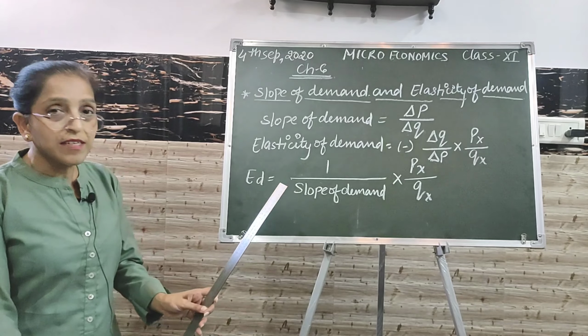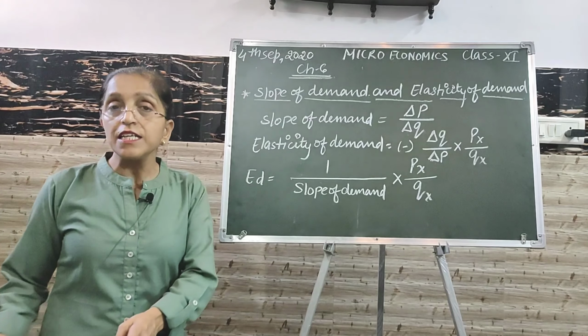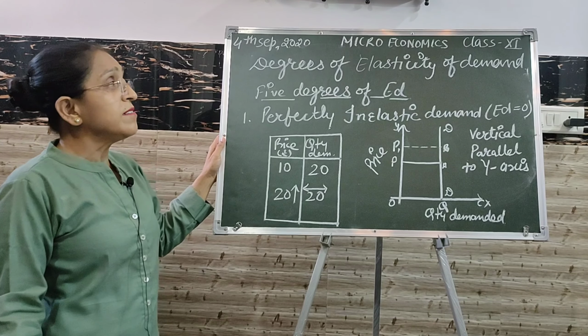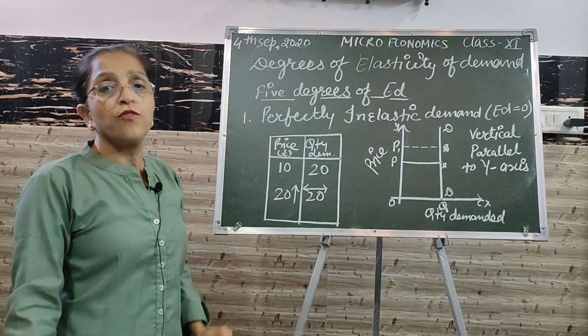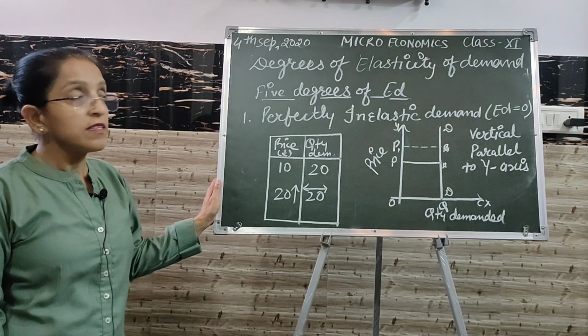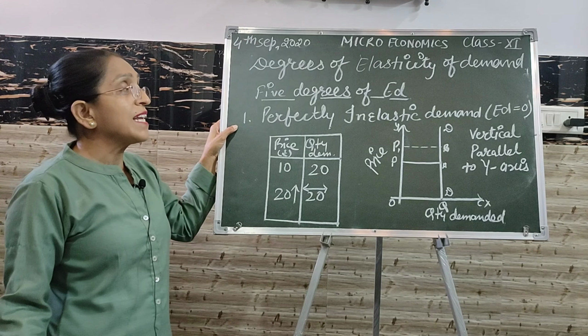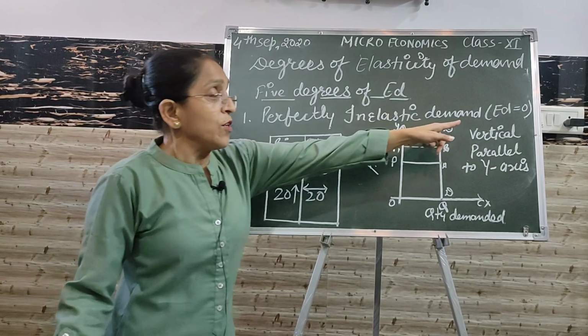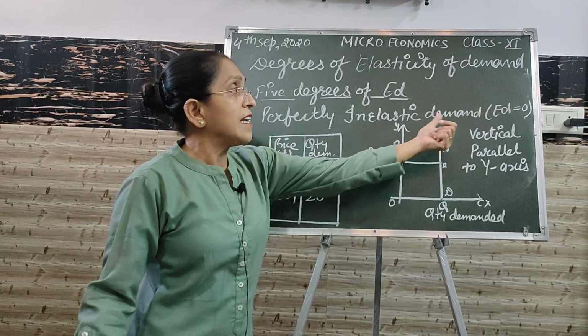Now we will study the various degrees of price elasticity of demand. Yes, our next topic is degree of elasticity of demand. There are 5 degrees of elasticity of demand. Number first, perfectly inelastic demand. What is the coefficient of perfectly inelastic demand?